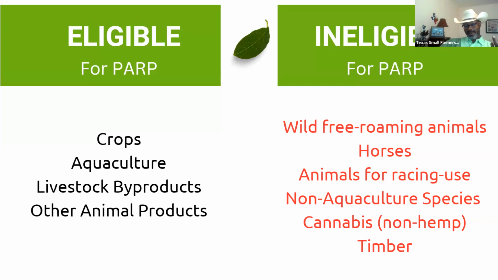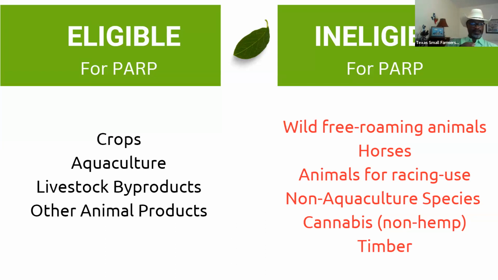Now, here are the commodities that are not PRP or PARP eligible: wild, free roaming animals, horses and other animals used or intended to be used for racing or wagering, aquatic species that do not meet the definition of aquaculture, and cannabis sativa, I always mess that name up, non-hemp cannabis, and any part of the plant that does not meet the definition of hemp. Also, timber is included as an ineligible commodity. So those things are important to know, and I will let you interject a little bit more here, Joshua.